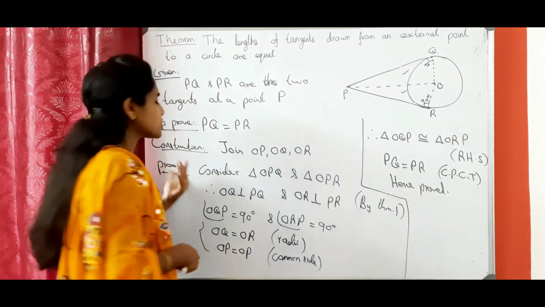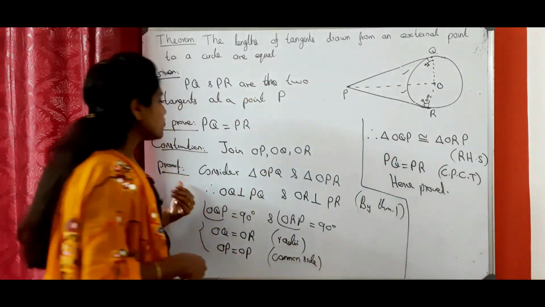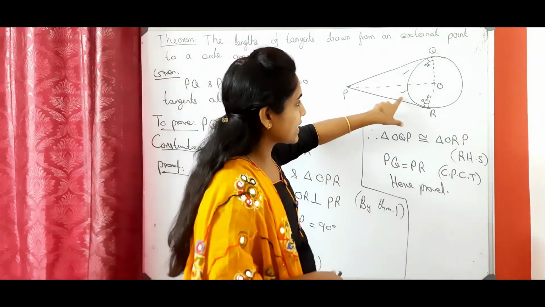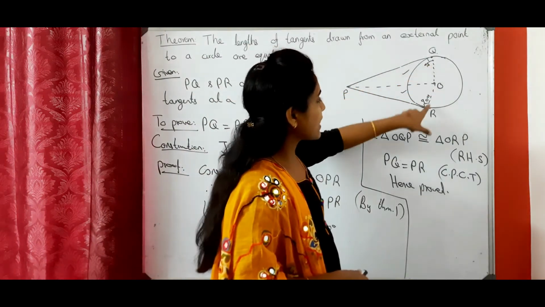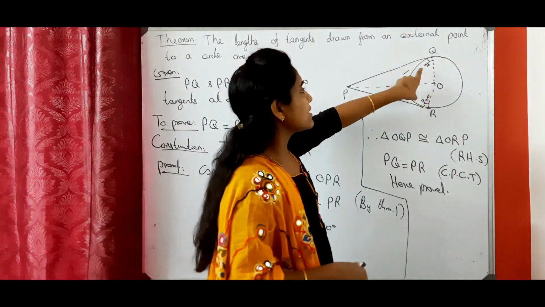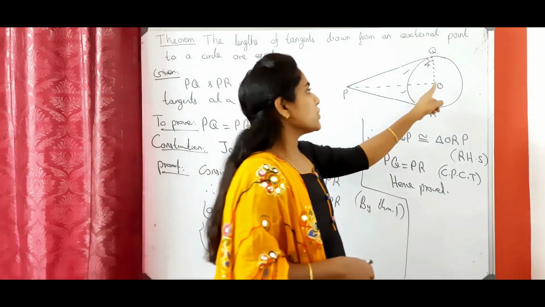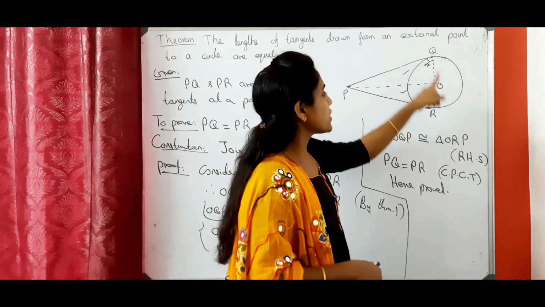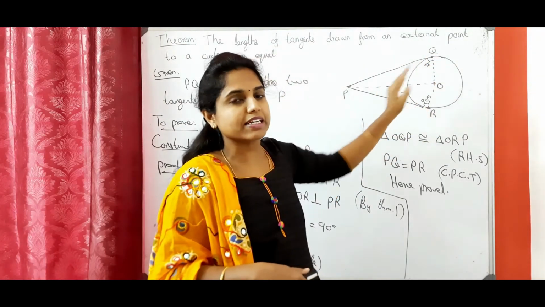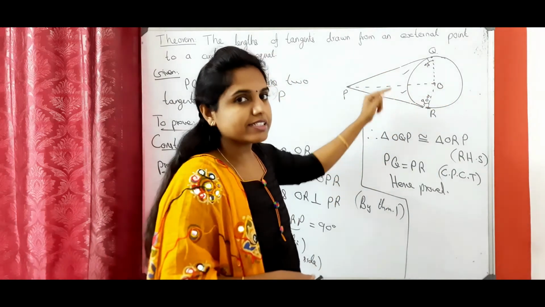Next, construction: we have to join OP, OQ and OR. Next, in the proof, I am considering these two triangles. In these two triangles, the angle is 90 degrees by using theorem 1. So now we got in the two triangles corresponding one angle is 90 degrees. And also we know that OQ equals OR because these are the radii of the circle. Radii of the circle are equal. And also OP is a common side of both triangles, that is also equal.